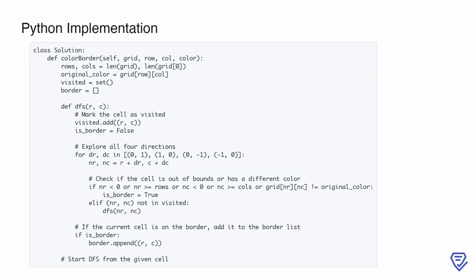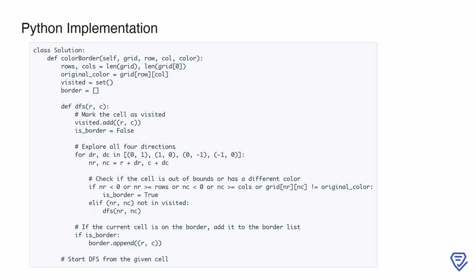Here, we begin by defining the color border method within the solution class. The method takes 4 parameters: the grid, which represents the matrix, row and col, which are the coordinates of the starting cell, and color, the new color for the border cells. First, we determine the dimensions of the grid and store the original color of the starting cell. We also initialize 2 key data structures: visited, a set to keep track of the cells we've already processed, and border, a list to store the cells that will form the border.